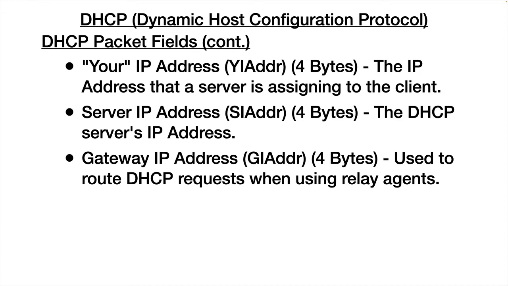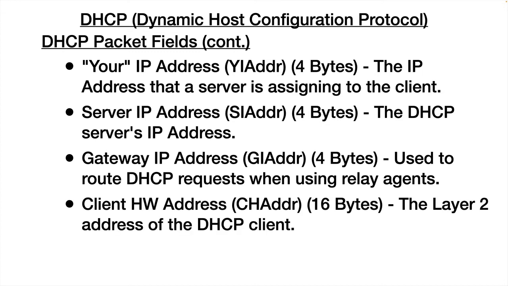This is used when we're using relay agents. We then have the client hardware address, which is 16 bytes. This is the layer 2 address of the DHCP client. Not really sure why hardware addresses are 16 bytes in length or if they were trying to plan for the future, but obviously for MAC addresses we would use only 6 of those 16 bytes.